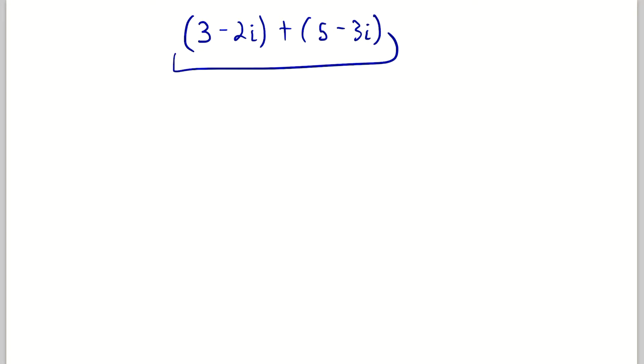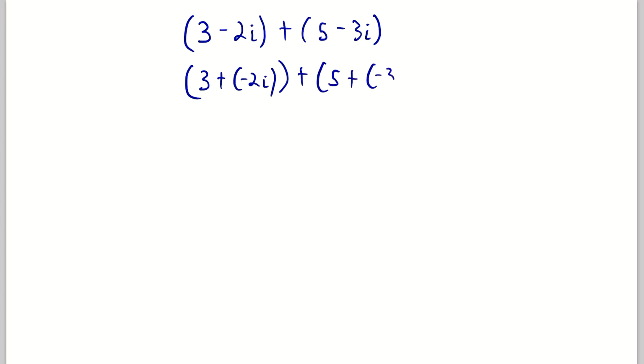Let's say we have 3 minus 2i, so we're getting some negatives in here, and to that we're adding 5 minus 3i. For these problems, I think it's often useful to think of things like this minus 2i not as subtraction, but as the addition of a negative. So we can rewrite this as 3 plus negative 2i, and then adding the other complex number, we have 5 plus negative 3i. So these two sums are equal.